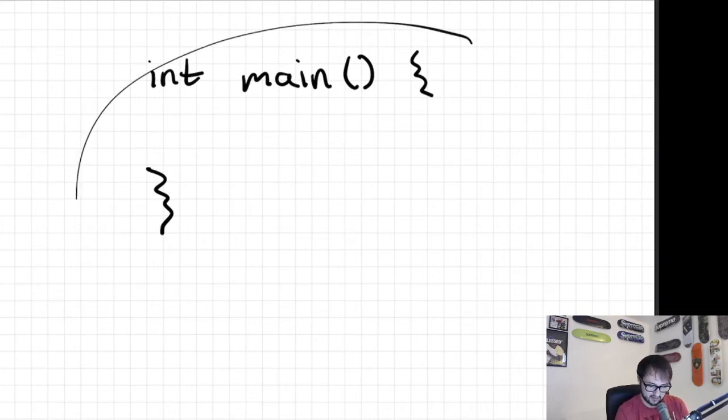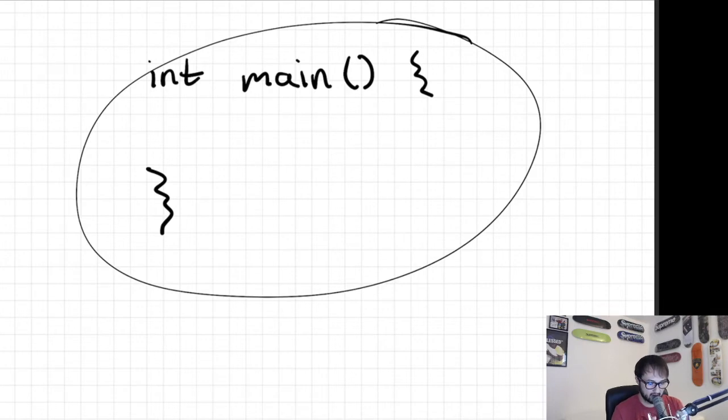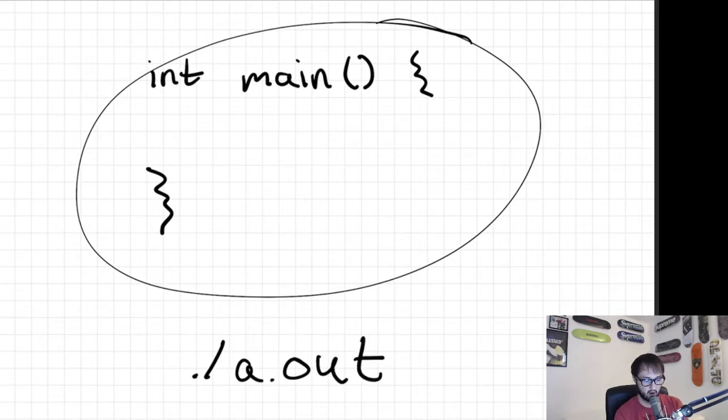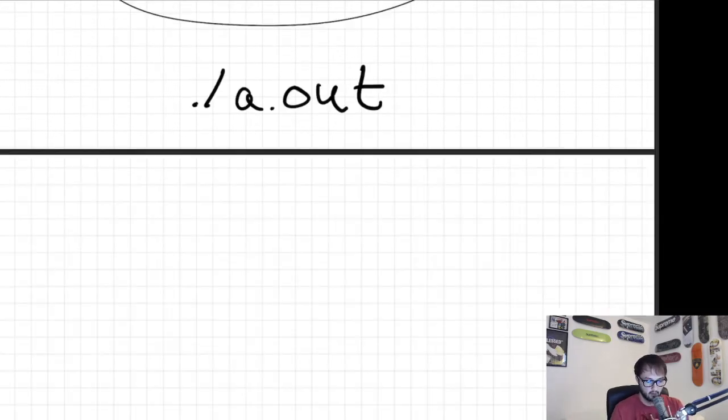This is called our main function. The main function is what gets called when you run your program with ./a.out. The main function doesn't do very much for us because there's nothing in it that we're telling it to do. So we need to start including some libraries.